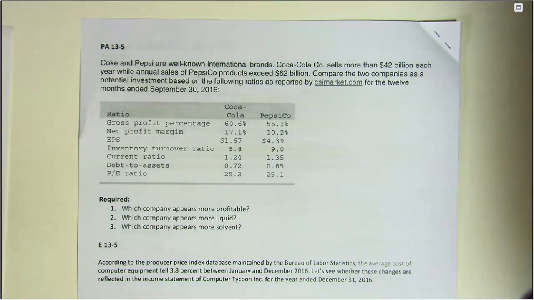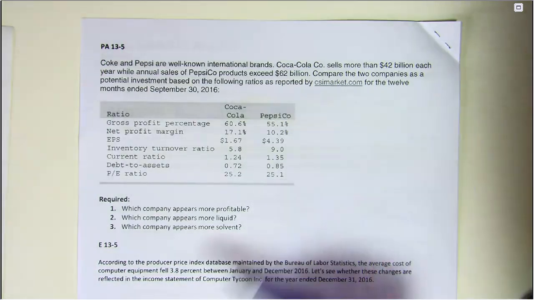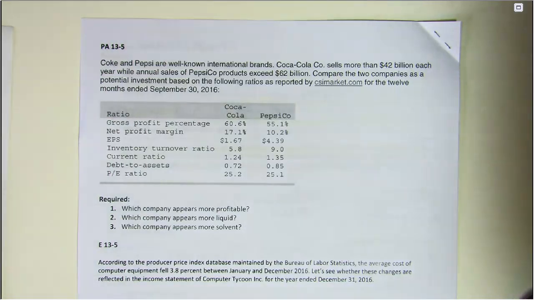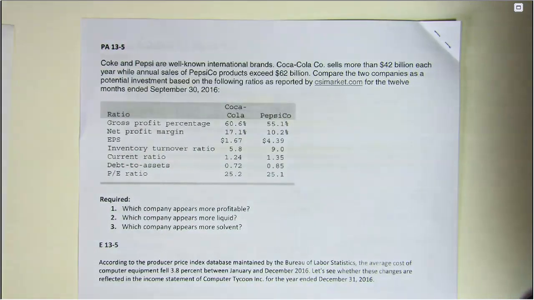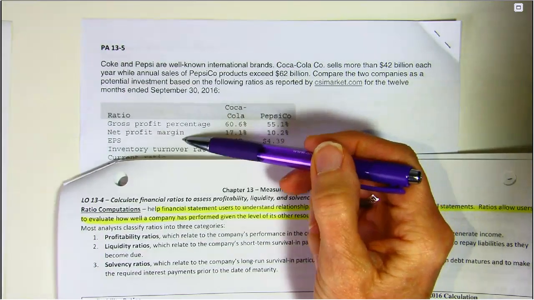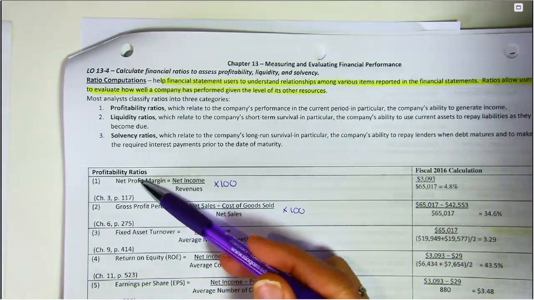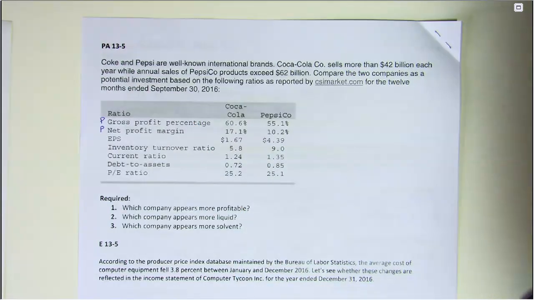So they ask us which company is more profitable, more liquid, and more solvent, and then they give us the ratio analysis. So what we really have to do first is determine which ratios they're talking about here. And then once we can identify which category they fall under, we can answer these questions. So the gross profit percentage and net profit margin. If we look at our chart, both the gross profit percentage and profit margin fall under profitability ratios. So I'm going to put a P next to both of those.